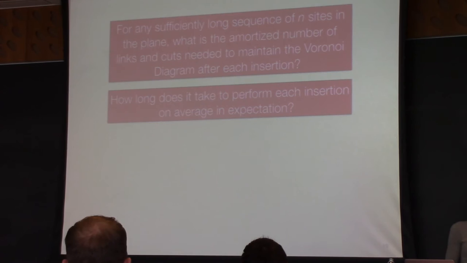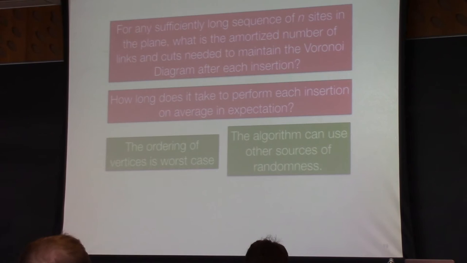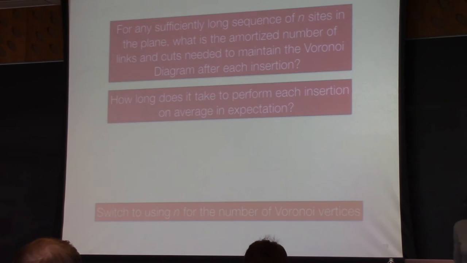So just to clarify again, the ordering of the sites is worst case, and the algorithm is able to use other sources of randomness, as clarified. I might switch to using n for the number of Voronoi vertices, because it's a planar graph and the two quantities are linear in each other, so it won't affect the asymptotic behavior.